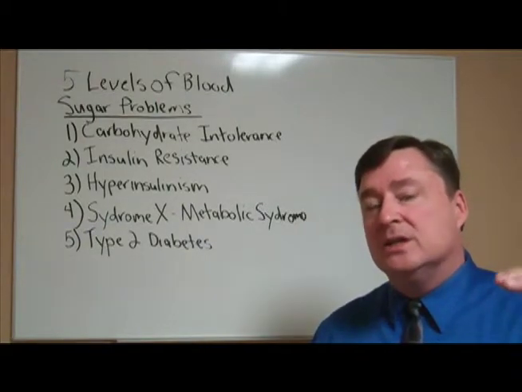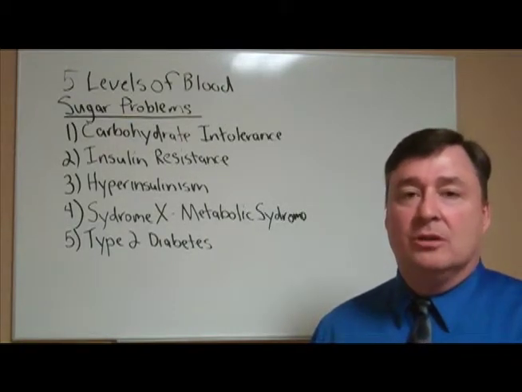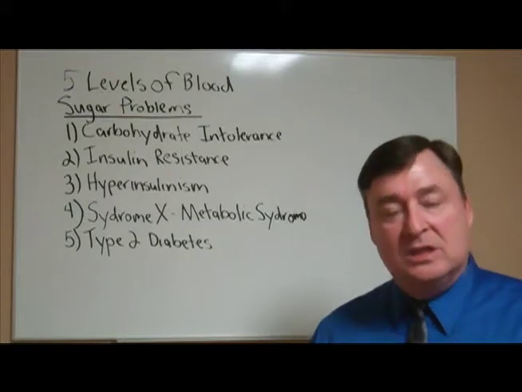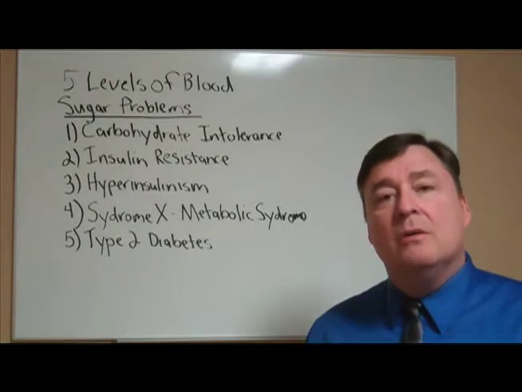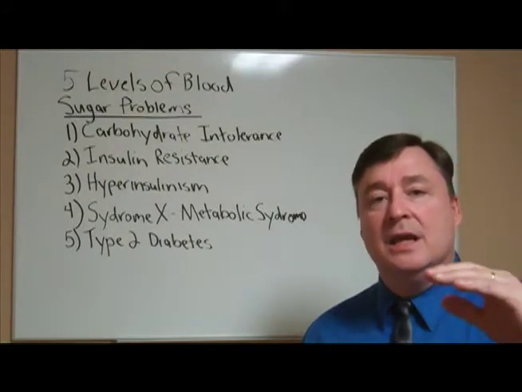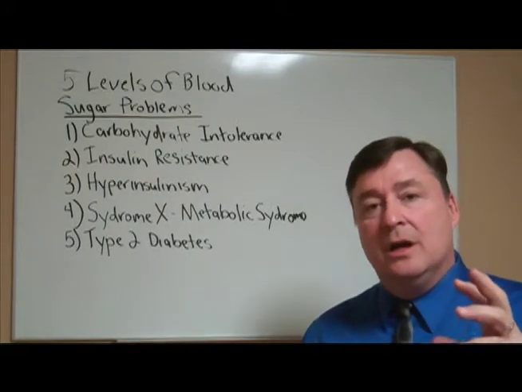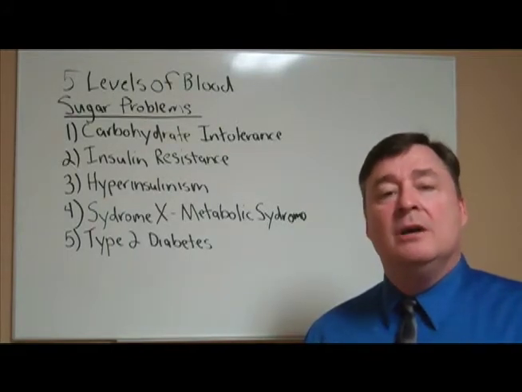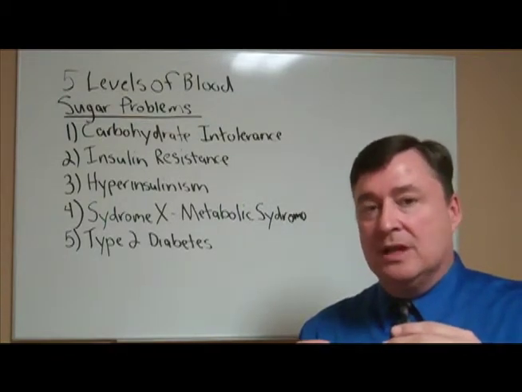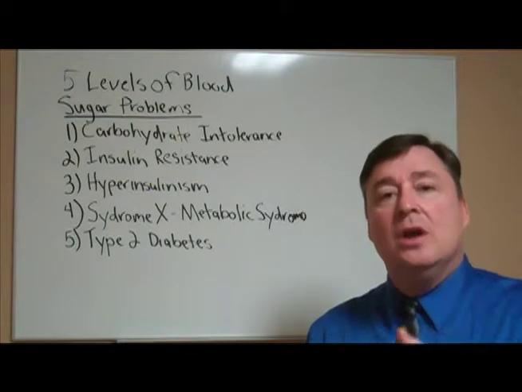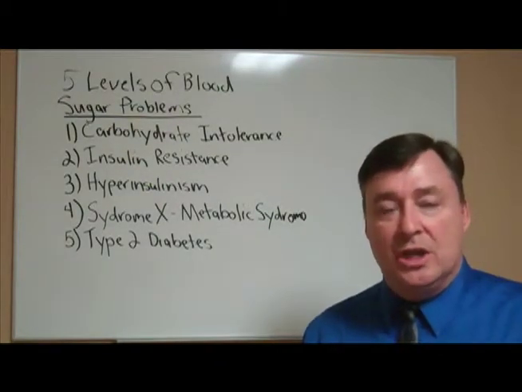Once that progresses for even years, you get into the second level of blood sugar problems, which is called insulin resistance. Insulin resistance means that as your blood sugar starts to rise in your bloodstream, your pancreas produces a hormone called insulin to help carry that blood sugar and open up small channels in your cells so that they can in turn carry blood sugar into the cells to create ATP and give you energy.